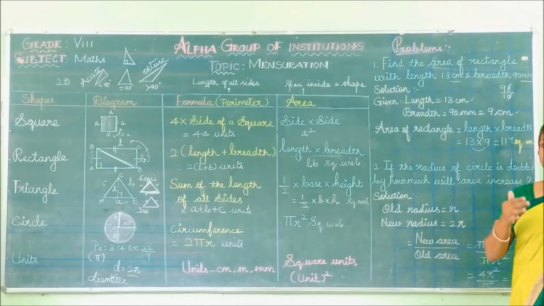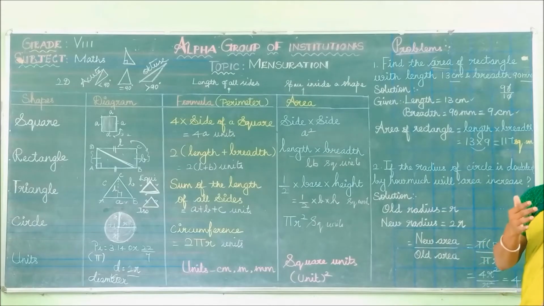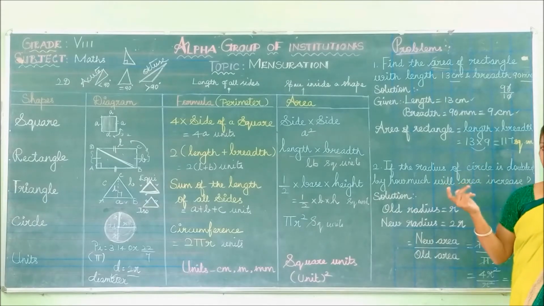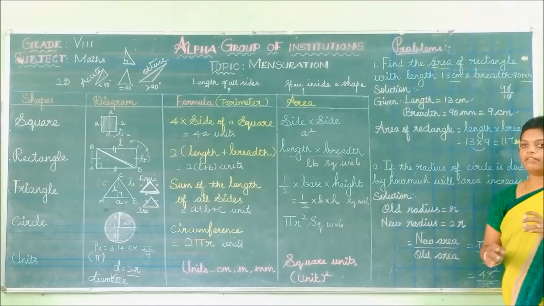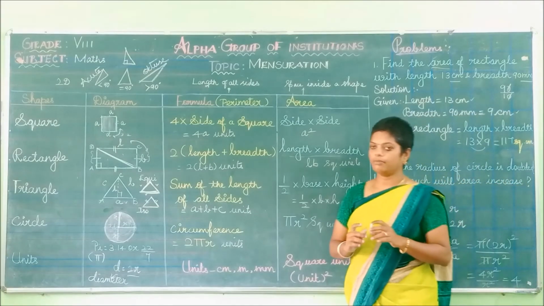So we are substituting the values for both new and old. So new one is what? 2r. So pi into 2r whole square is what? Pi we are cancelling. The 2r square is written as 4r square, divided by the denominator r square, we are cancelling, and we get 4. So if the radius is double, the area will be increased as 4.